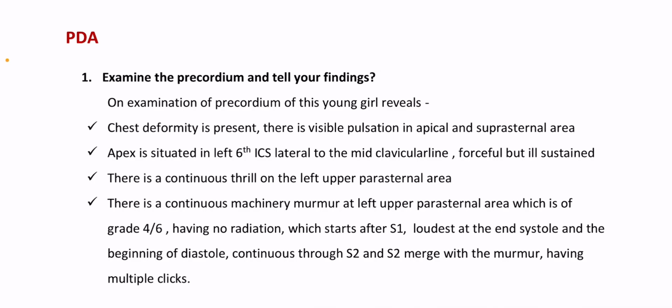There is a continuous thrill on the left upper parasternal area. There is a continuous machinery murmur at the left upper parasternal area, which is of grade 4/6, having no radiation, which starts after S1, loudest at the end of systole and the beginning of diastole, continuous through S2, and S2 merges with the murmur, having multiple clicks.